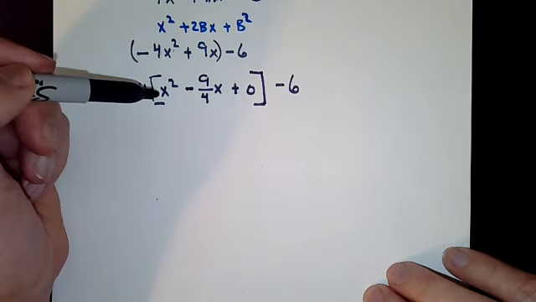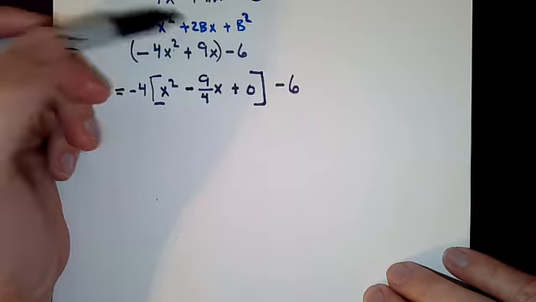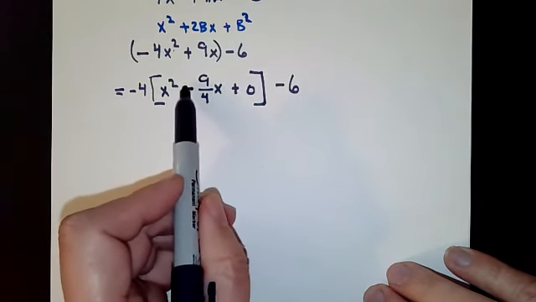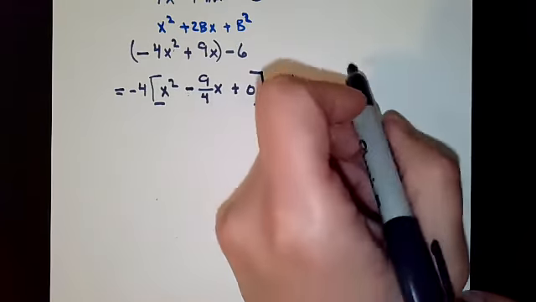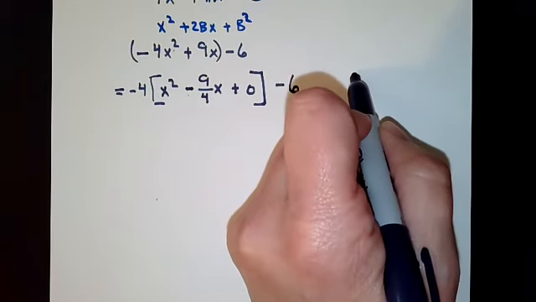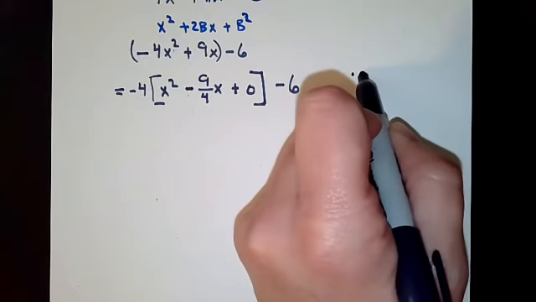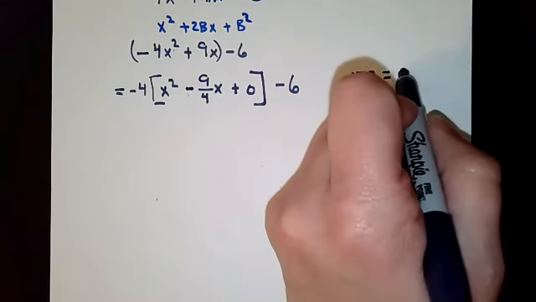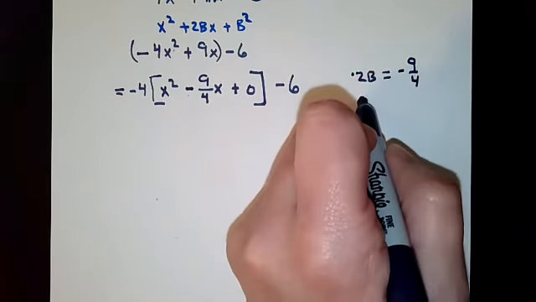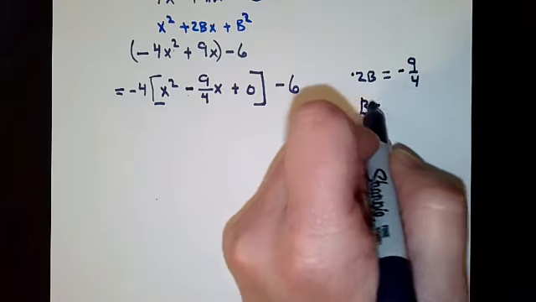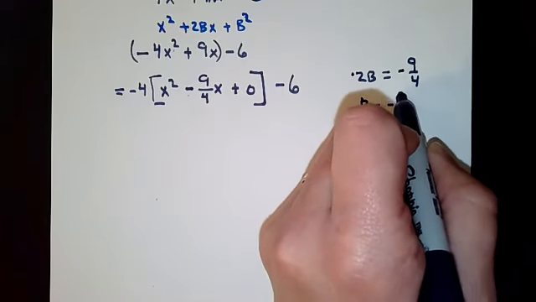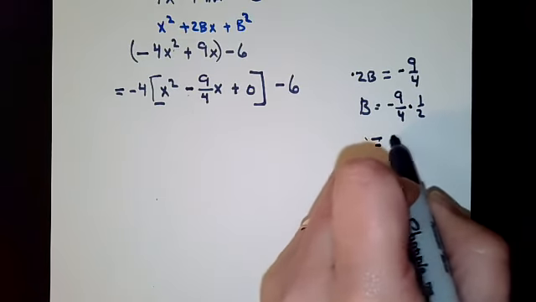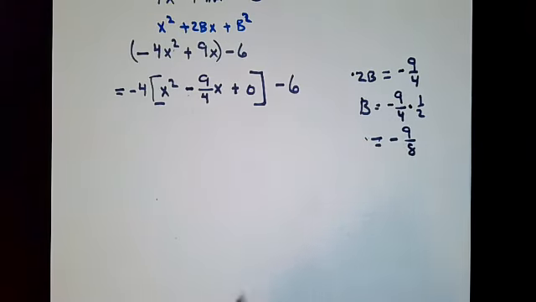So x squareds match. The middle term, we know that we need to take the 2b and set it equal to the coefficient here, which includes the minus sign. So we're going to, let's come over here, we're going to state that 2b has to be the -9/4. And multiplying both sides by 1/2, it gives us -9/4 times 1/2. That's a -9/8.